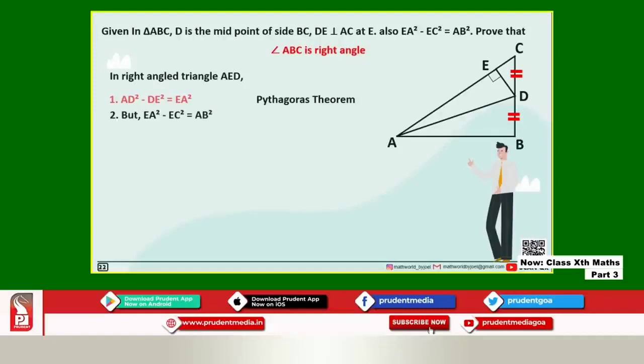Okay, but it is given to us that EA square minus EC square is equal to AB square. It is given in the question.